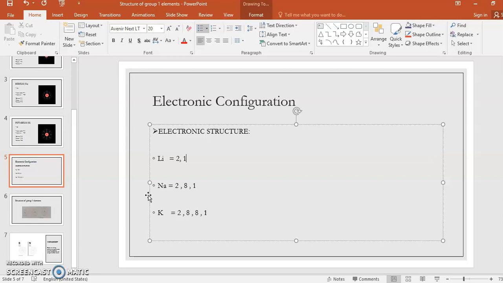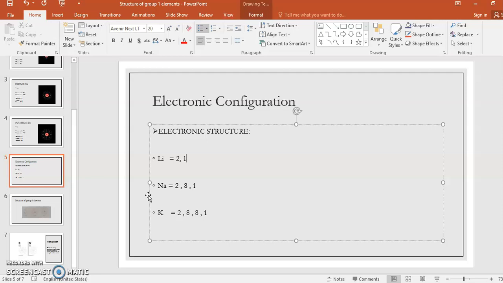So you can see group 1, there is a correlation between these numbers, electronic configuration, and the name group 1. Group 1 means the outermost orbit has only one electron. See, in lithium also the outermost orbit has 1. In sodium also the outermost orbit has 1. And in potassium also the outermost orbit or outermost shell has only one electron. You can see lithium 2, 1, sodium 2, 8, 1, then potassium 2, 8, 8, 1. Clear?